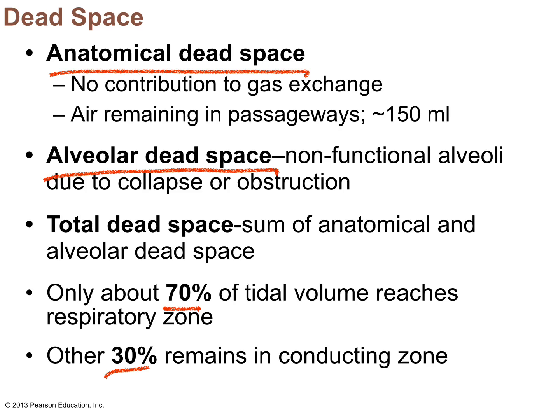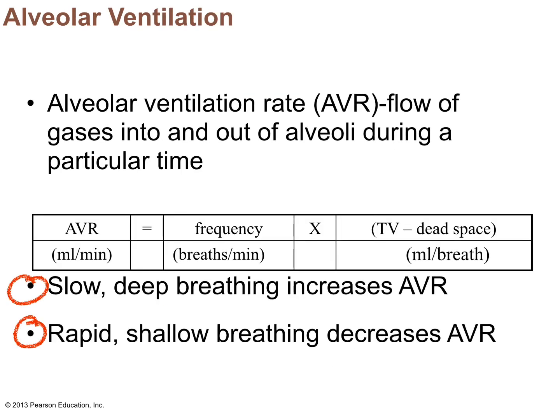Let's look at the next slide. So slow, deep breathing is going to increase your alveolar ventilation rate. Rapid, shallow breathing is going to decrease your alveolar ventilation rate. What does this mean? This means the amount of air or gas getting to the alveoli per minute.